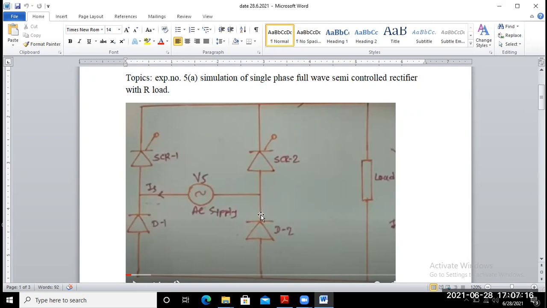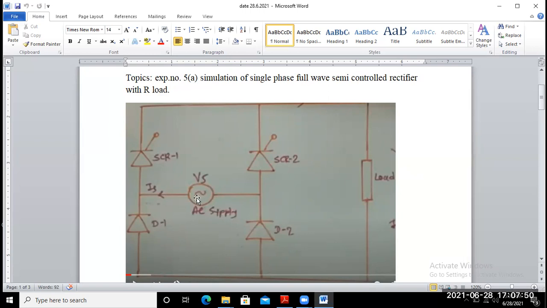Okay, if the positive polarity of the supply is connected to the anode and the negative polarity of the supply is connected to the cathode terminal of either the SCR or diode, that will be in forward bias. Okay, so in mode 1, that means the positive half cycle, SCR1 and diode 2 are in forward bias. So what is the path of the current flow through the load?